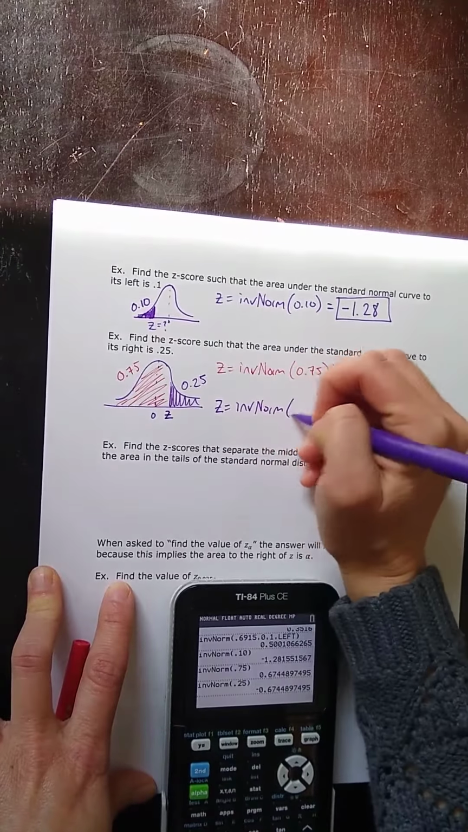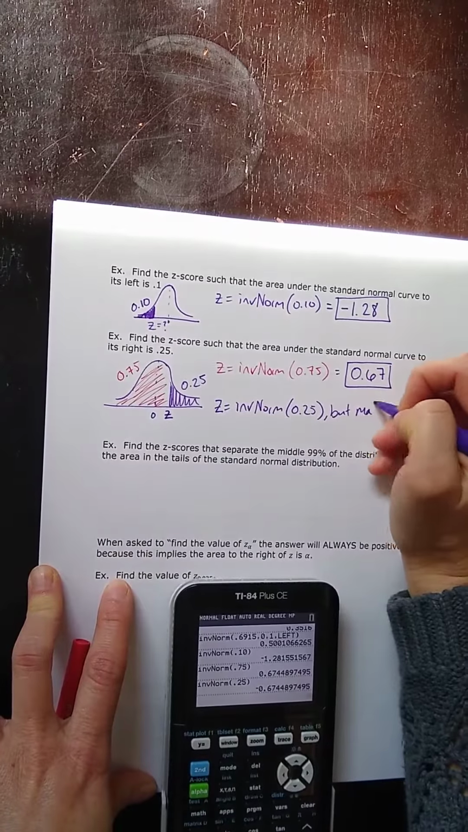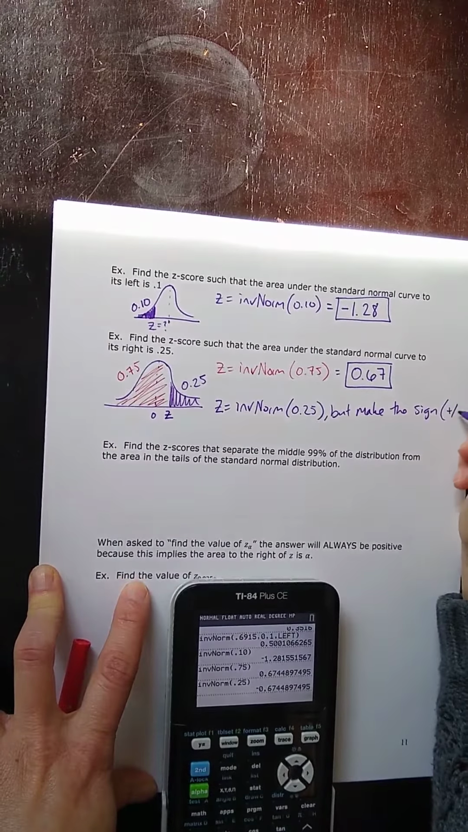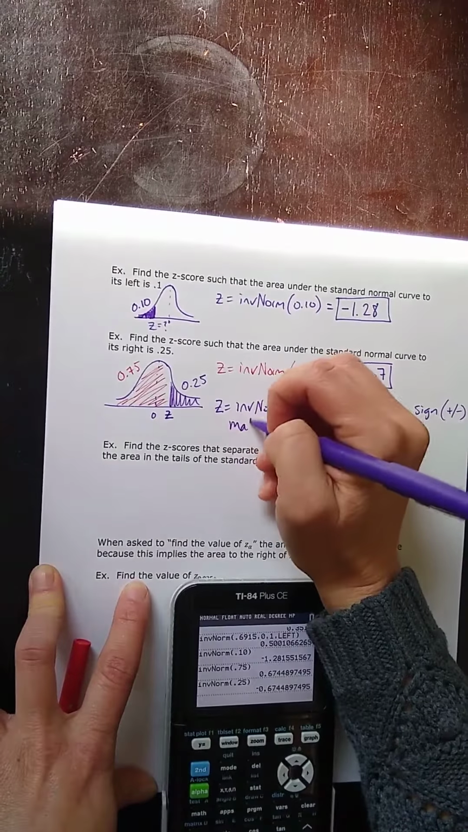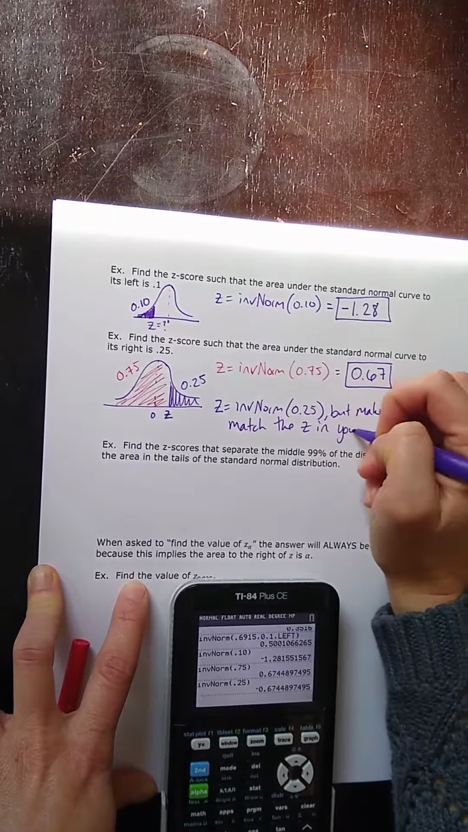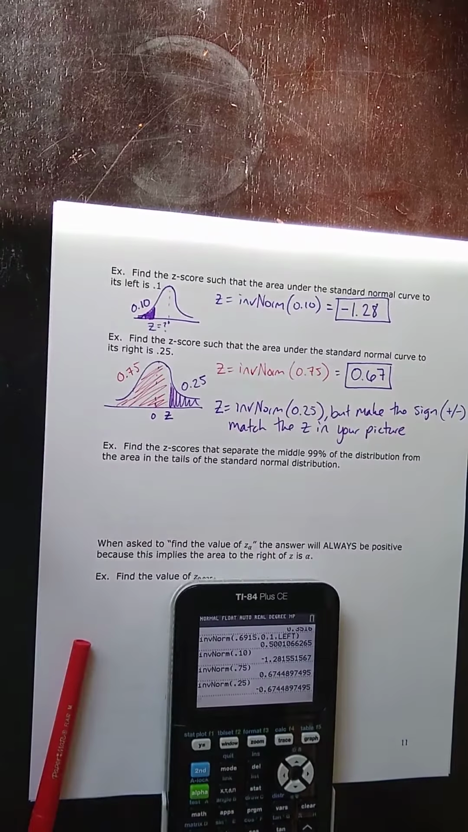Inverse norm of 0.25, but make the sign plus or minus match the z in your picture. So on the upcoming quizzes and tests, it really is going to be important that you draw a picture. You will get some points for the probability statements, some points for the pictures, some points for the final answers. So you really don't want to be skipping those pictures.